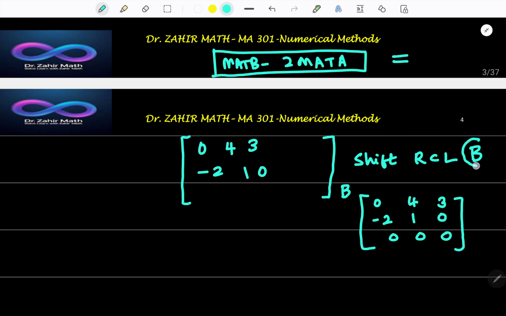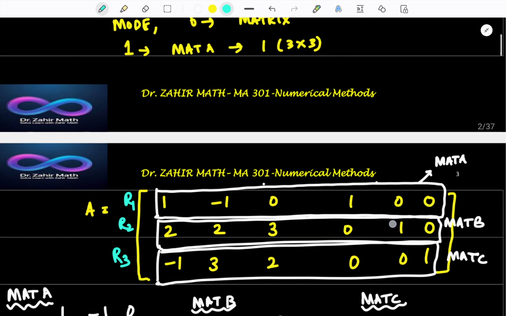So you are pressing this one. Shift RCL is nothing but the store. We are storing the B values in the calculator as a B matrix. Okay, right, so don't forget. Now this is finished. Now let me go to the next step.